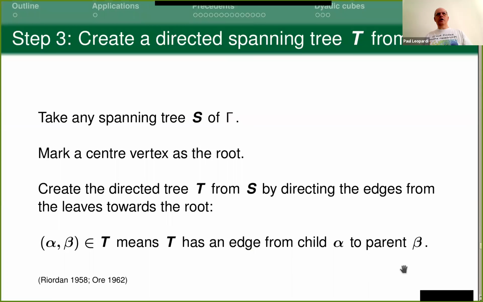We use that to create a graph, gamma. We take a spanning tree of that graph. We mark one of the center vertices as the root and create a directed tree, T, by directing the edges from the leaves towards the root, which is, as I said, similar to what we did in the case of the sphere.